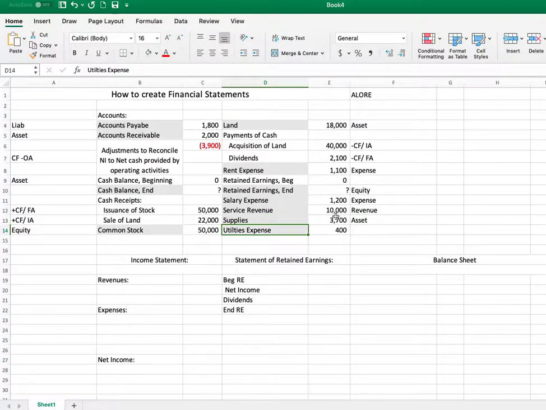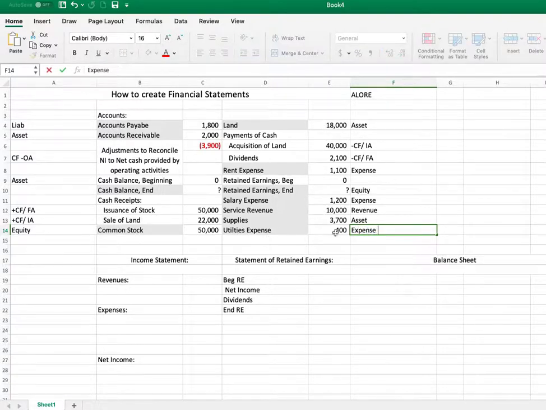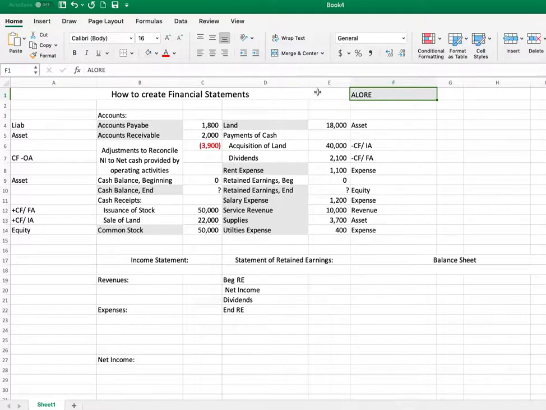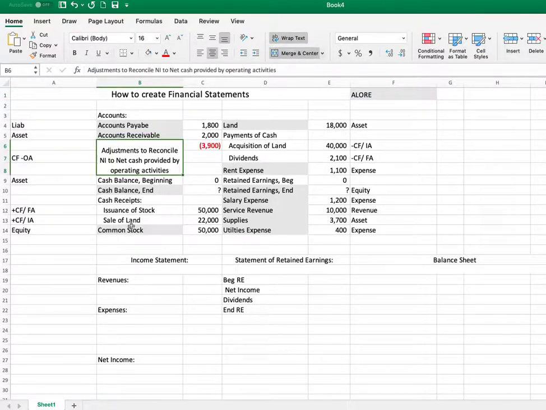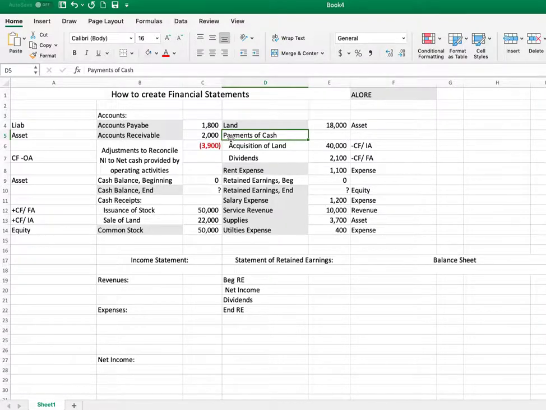Utilities expense, once again, that's another expense account. And most of the time, expense accounts will have the word expense in them. Not all the time, but most of the time. Okay, so what we've done is we have labeled the different accounts here as assets, liabilities, owner's equity accounts, revenue, and expenses. So what you have left are things that will go on the statement of cash flows, and we'll get to that in just a minute.